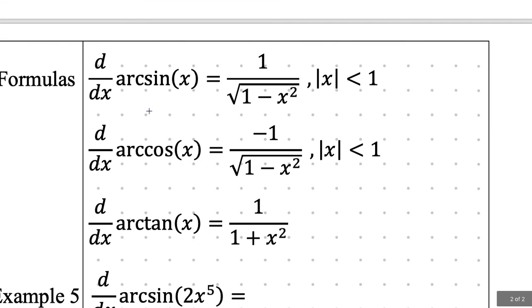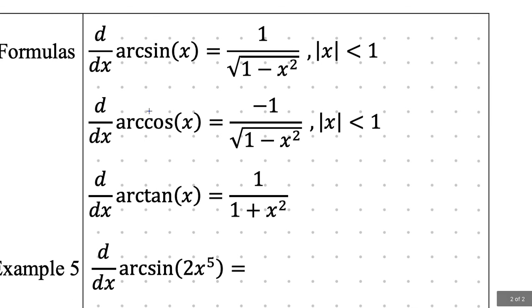Now the formulas that you need to memorize. I'm not going to ask you arc cosecant, arc secant, or arc cotangent. I'm only going to ask you these three: arc sine, arc cosine, arc tangent. Memorize them. Love them. Think about them before you go to bed at night.